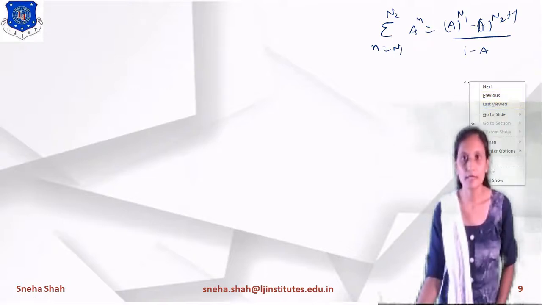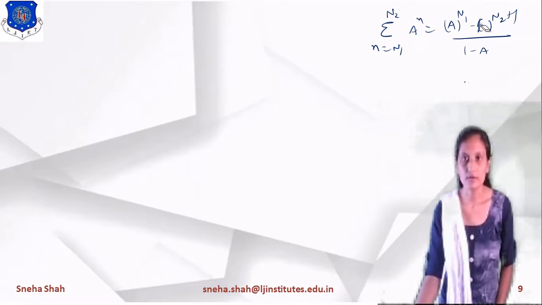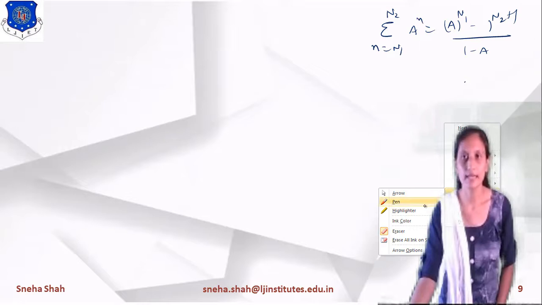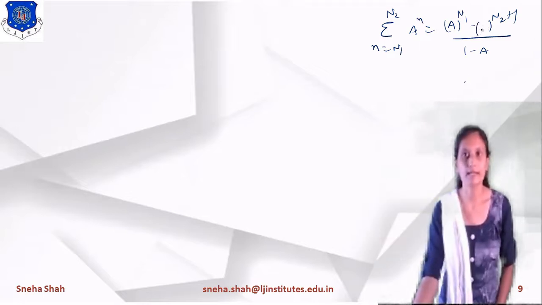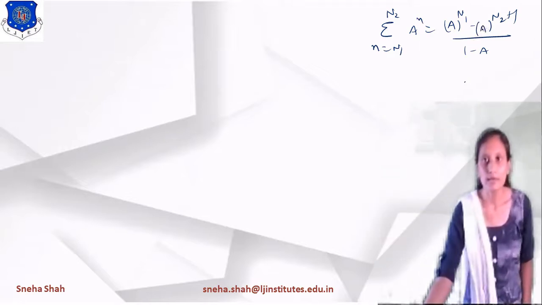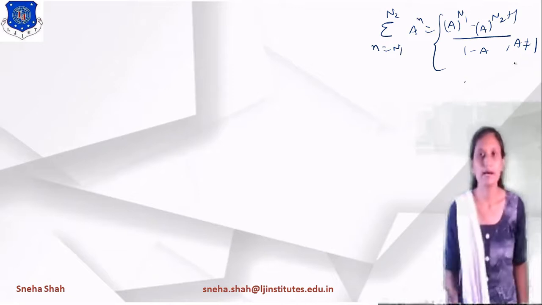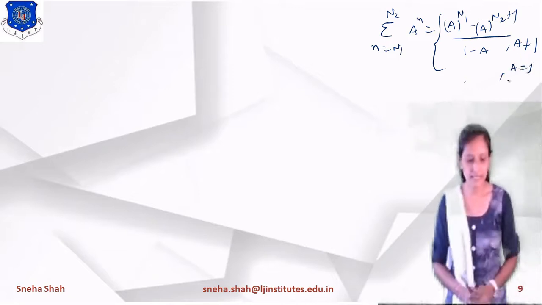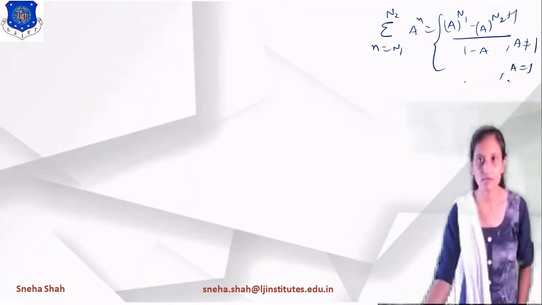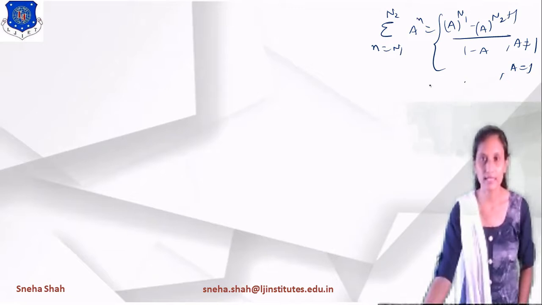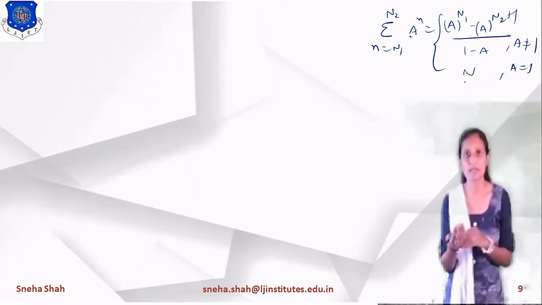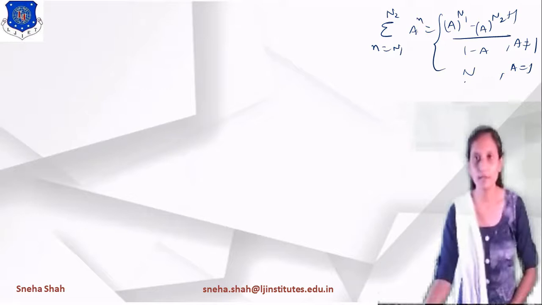Here the range will be n = 0 to N minus 1, so the value of n1 equals 0 and the value of n2 equals N minus 1. This value is for a not equal to 1. But if I am taking a equals 1, then what will be the value of this a raised to n? Its value equals capital N, because if I am taking a as 1, then 1 raised to n means n2 minus n1 plus 1.